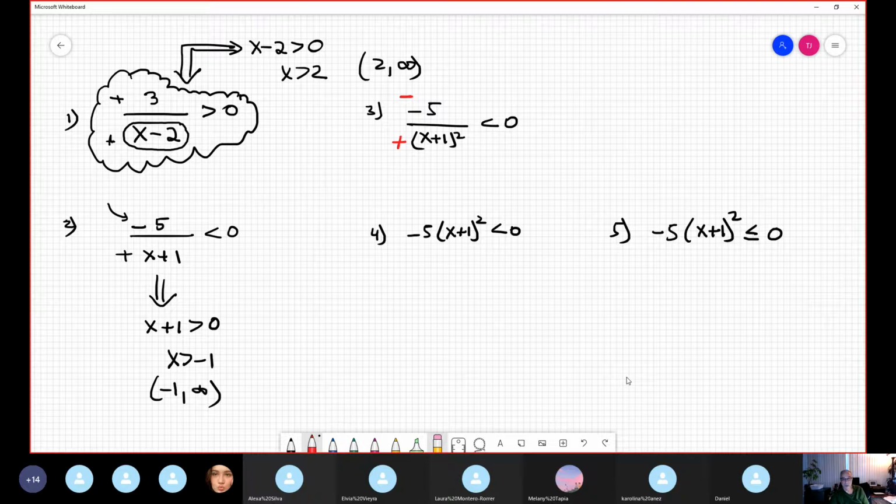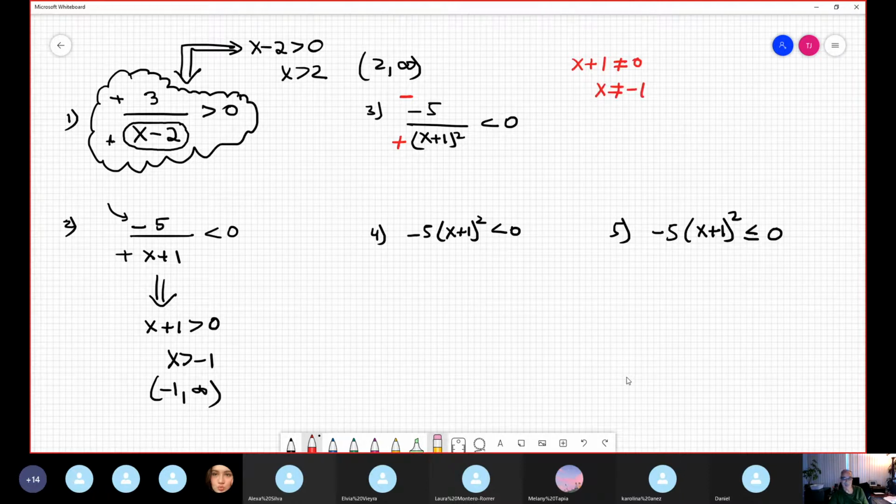Well, negative divided by positive is negative. So this is true always, except for one bad guy. What is the bad guy? The bad guy is the critical value of the denominator, which is x plus 1. It's impossible for it to be 0. So x is non-negative.